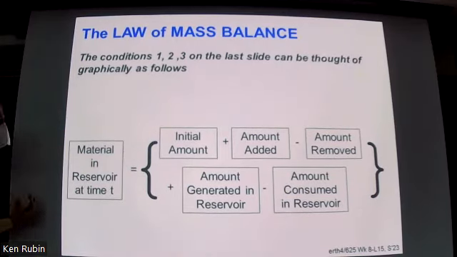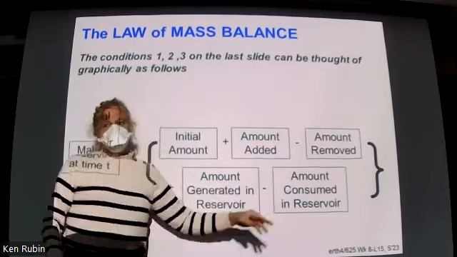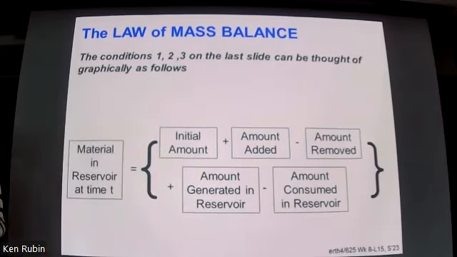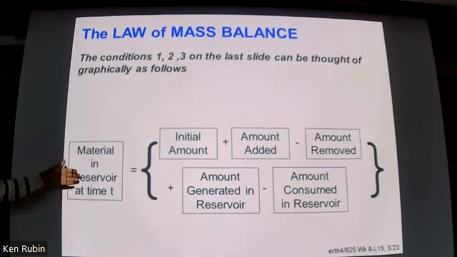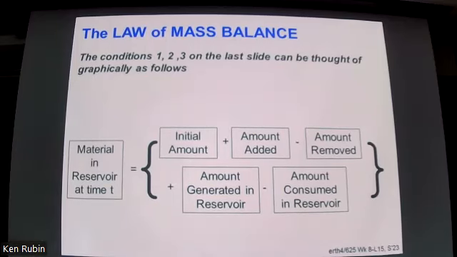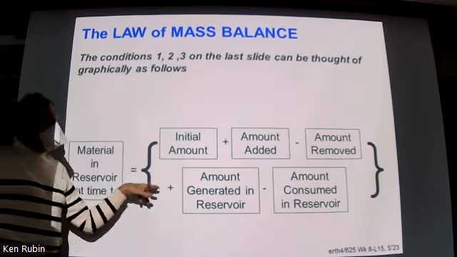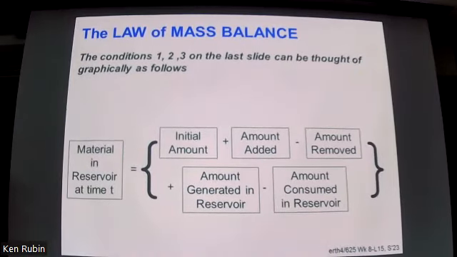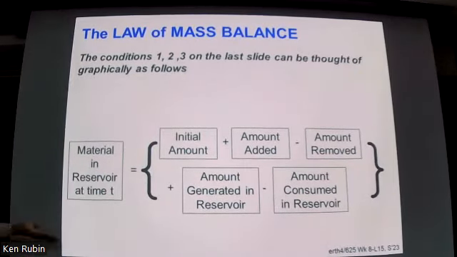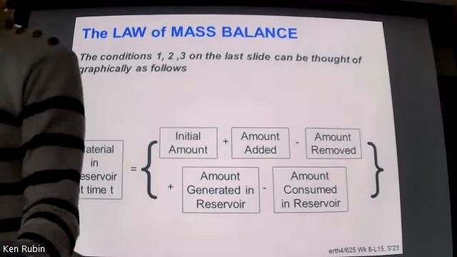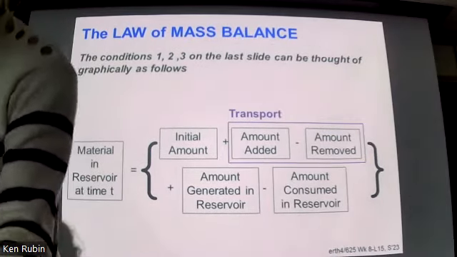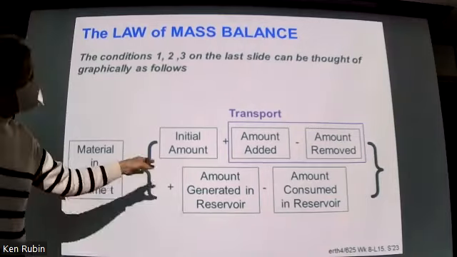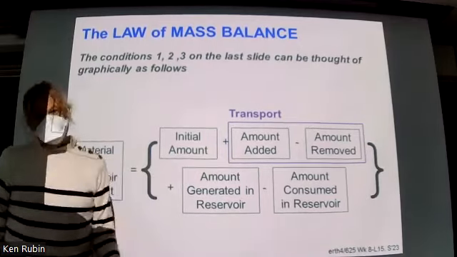And in some environments, we can have both these things happen. If they're not in balance, then we're not in steady state, and the amount of material there can go up or down over time. And then we can also have stuff that's generated in a reservoir and consumed in a reservoir, meaning chemical reactions or biological processes are either consuming or producing something. So this aspect of this is what we call transport.